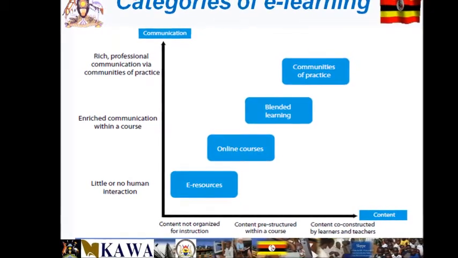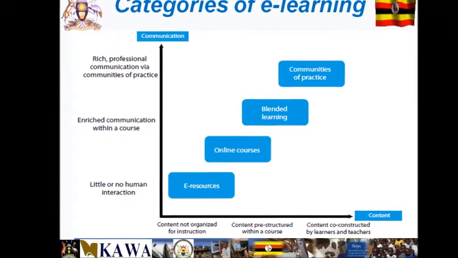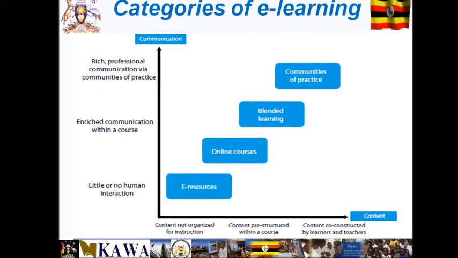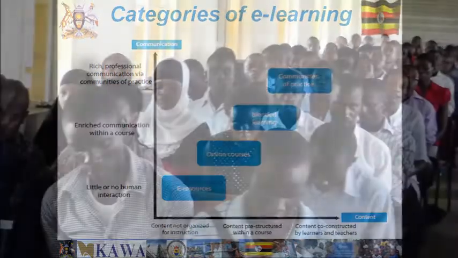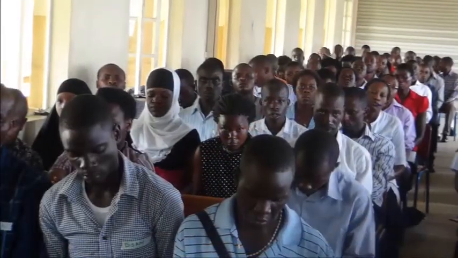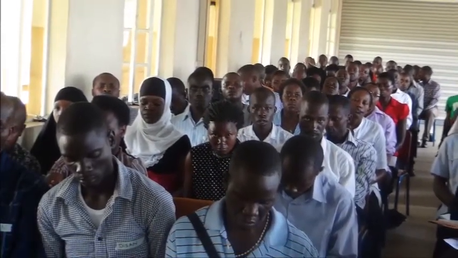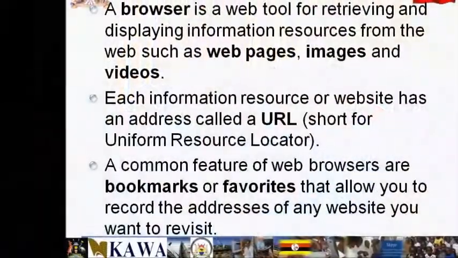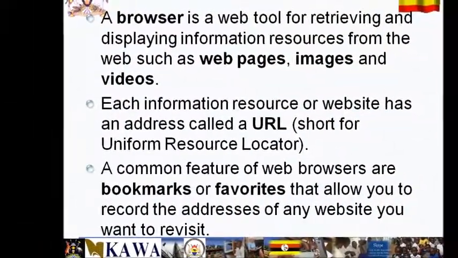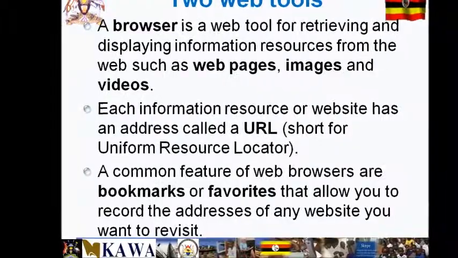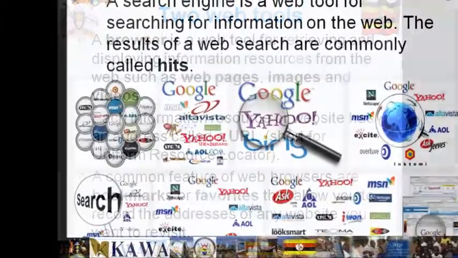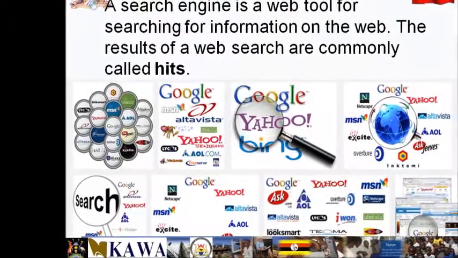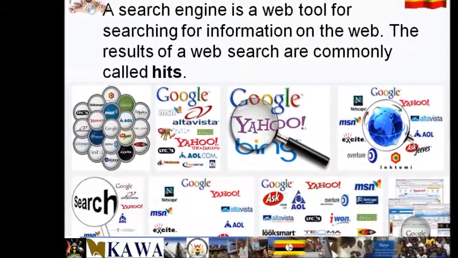Then we also have what we call a search engine. A search engine is a web tool for searching for information on the web. The results of a web search are commonly known as hits, and those are the ones which determine whether your website makes money or not. One of the search engines here is Google. A very popular search engine worldwide is Google, which claims to index some billions of pages. In China, the search engine Baidu exceeds Google in daily number of users.